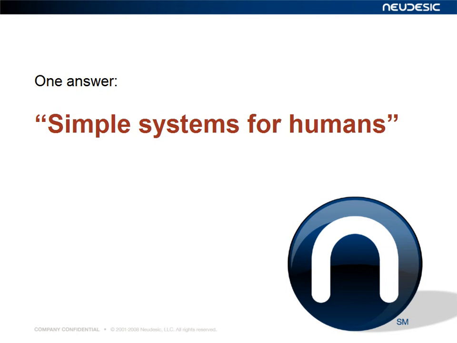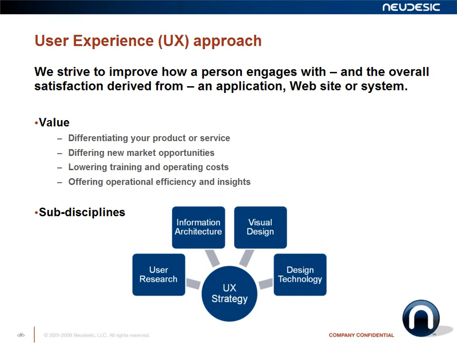Well, one answer is it's just simple systems for humans, making sure that people can actually use the software that we build for them. That's applications, websites, or other systems. A little more in-depth answer to that question might be that we actually take our UX strategy and break it out into a number of sub-disciplines in order to deliver the value that our clients expect.